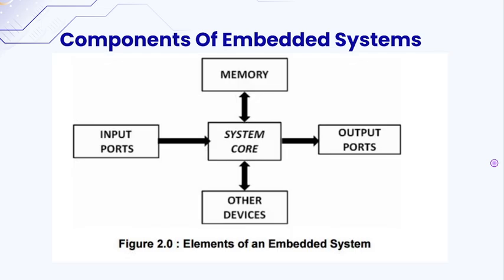So, components of embedded systems. Embedded systems consist of a core. The core generally consists of the processing unit, which is the CPU, and we have some input ports, output ports, memory, and other devices. Likewise, you have seen the mobile. A mobile has some input ports, some output ports, a memory, and we could also connect some other devices to the mobile. Similarly, every embedded system has a general structure like this. It has a system core, memory, input ports, output ports, and other devices. We do have various communication protocols that are used for different purposes, like UART, I2C, serial communication.